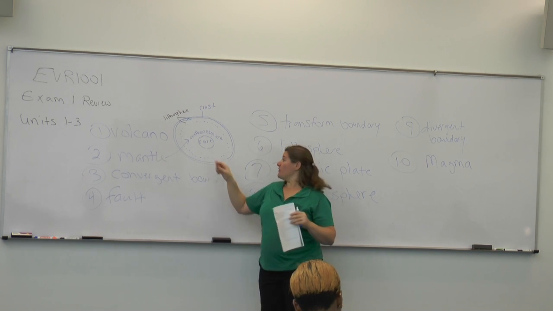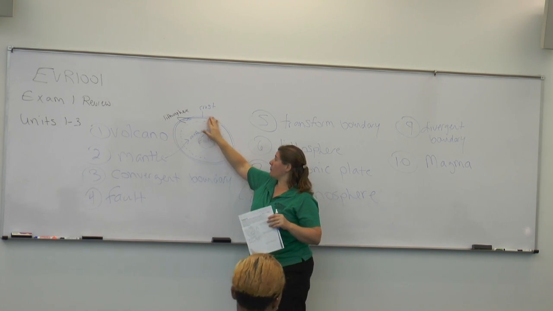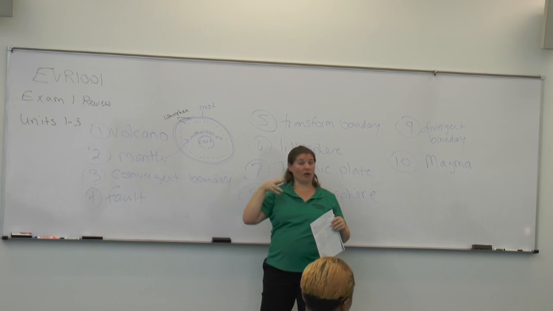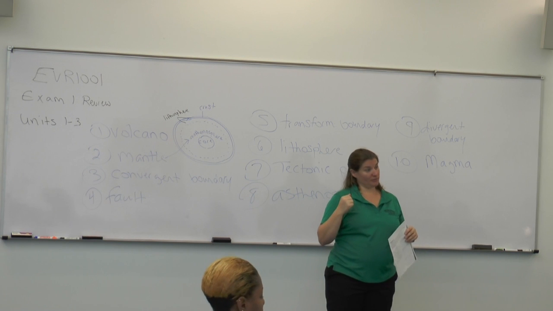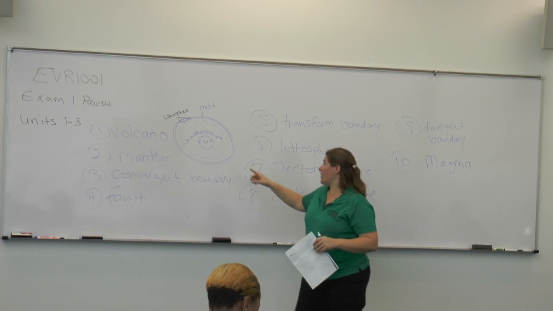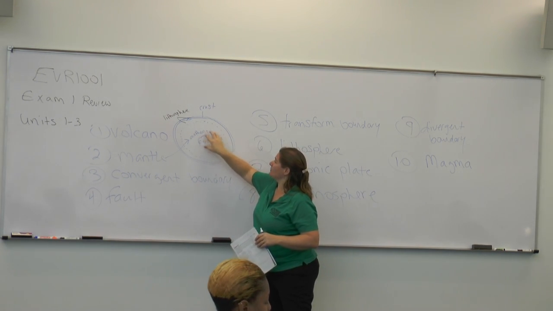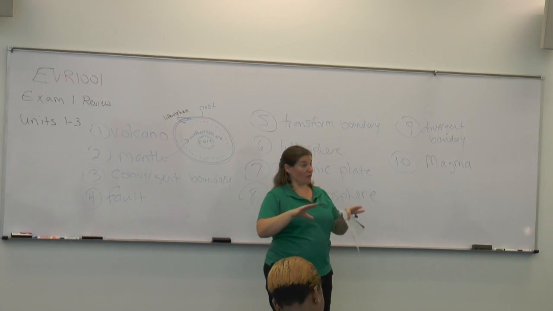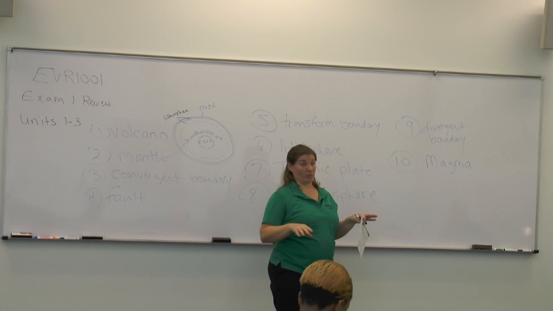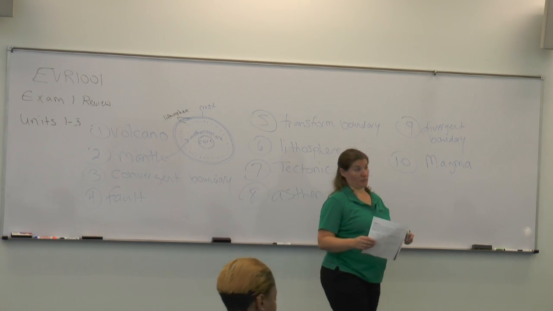All right? Some of that material seeps upward and out under the ocean or onto the land through volcanoes or mid-ocean ridges. Okay? But otherwise, it kind of constantly circulates. And that's what causes the chunks of the lithosphere, the tectonic plates, to move around.